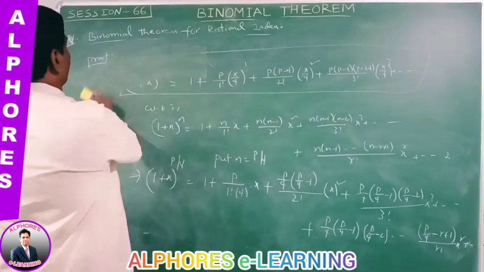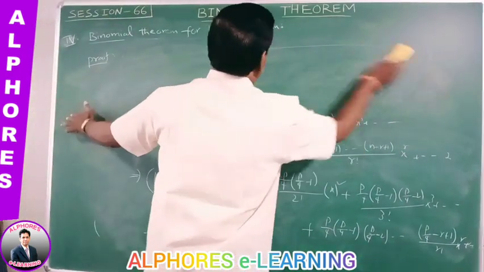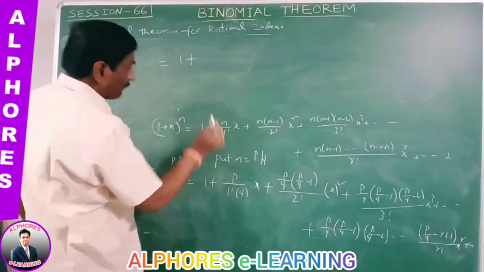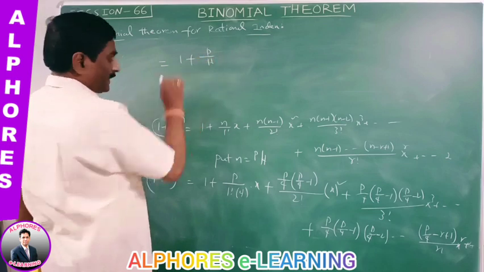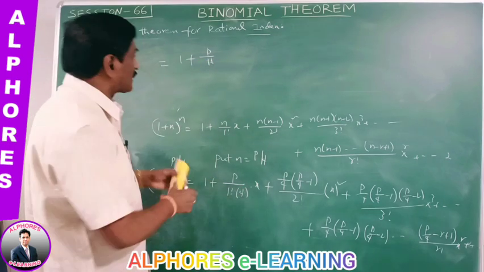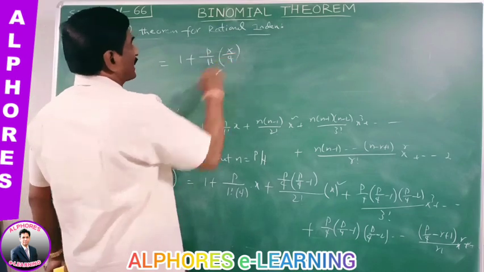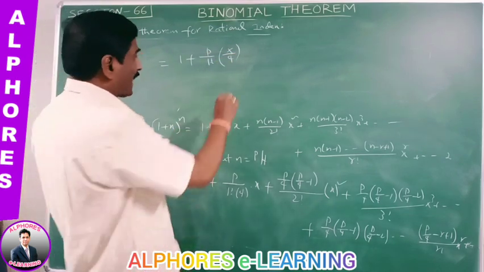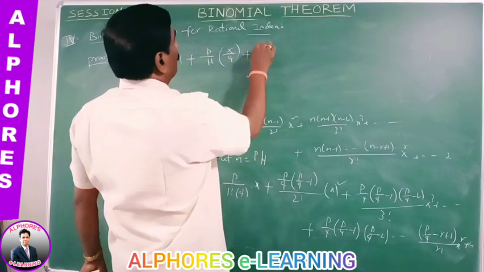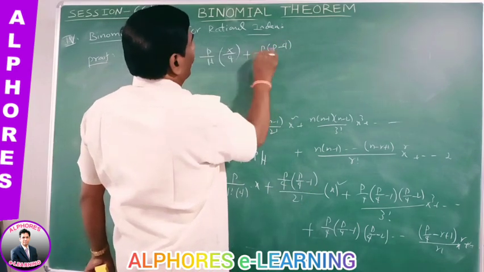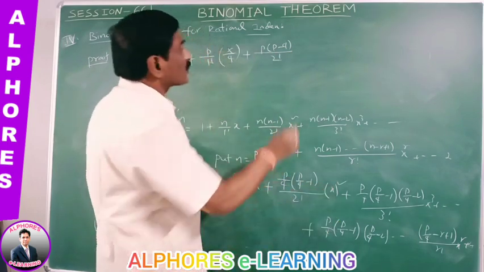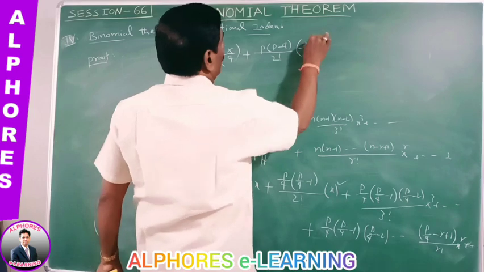After simplification, it can be reduced into 1 plus, this can be rewritten in this way, p by 1 factorial into x, where the numerator is x and the denominator is q. That means simply this can be written as x by q. Okay, plus next, what is the LCM here? LCM is q. That means p into p minus q by 2 factorial into q square, x square by q square, which can be written as x by q whole square.